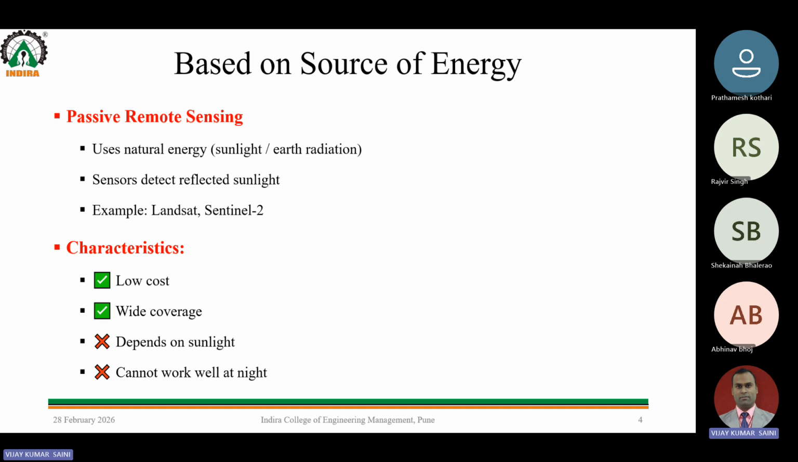In the next part, we have the characteristics. Characteristics wise, passive systems have low cost, and they cover a wide area, but the negative part is that they generally depend on sunlight. As we have already talked about, their source of energy is basically the sunlight and the earth radiation, so they have to depend on this basic source. And obviously, if they are dependent, they cannot work well at night, right?